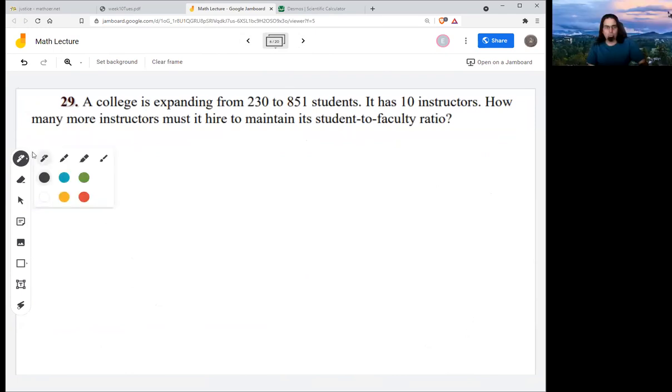So the unit rate way. Again, if you're a proportion person, you can ignore this. Just think of happy thoughts for a moment. Okay, so you want students per instructor.